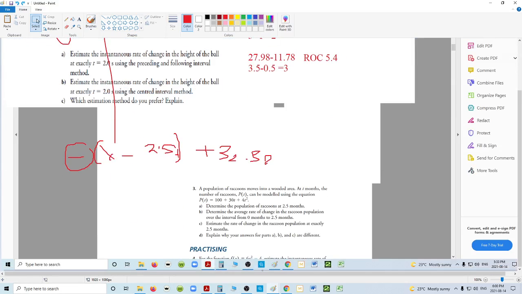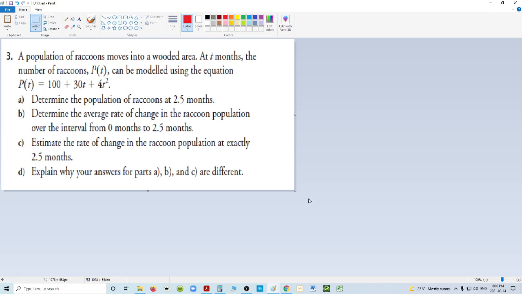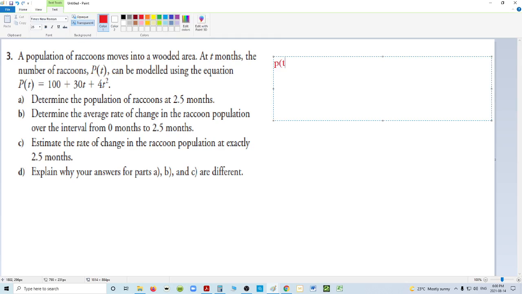Okay. Population of raccoons, and sorry if I go on and on and on, but I think understanding these things is better. So I would strongly suggest always figure out your graph before you proceed. So population can be modeled by this. It's in the wrong order. What's the correct order? Well, the population based on time, where time is months and p is number of raccoons, is actually 4t squared plus 30t plus 100.